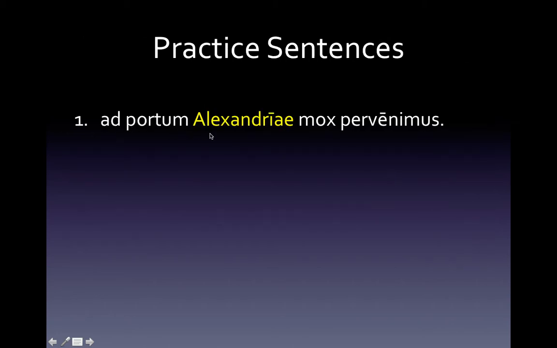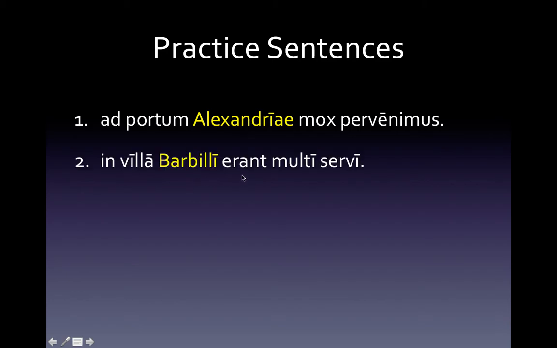So, ad portum Alexandriae mox pervenimus. This right here is the possessive. This is what is possessing something else. So a lot of times it is just what makes the most sense, and it is going to be close in proximity to whatever it is possessing. Here, Alexandria is possessing the port or the harbor. So this would be to the harbor of Alexandria. So soon we arrived. Soon we arrived to the port of Alexandria.